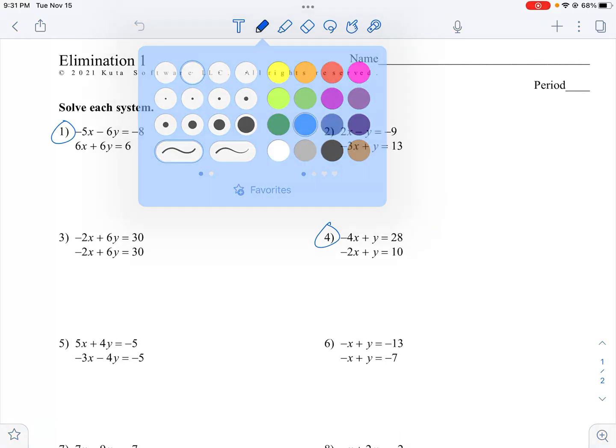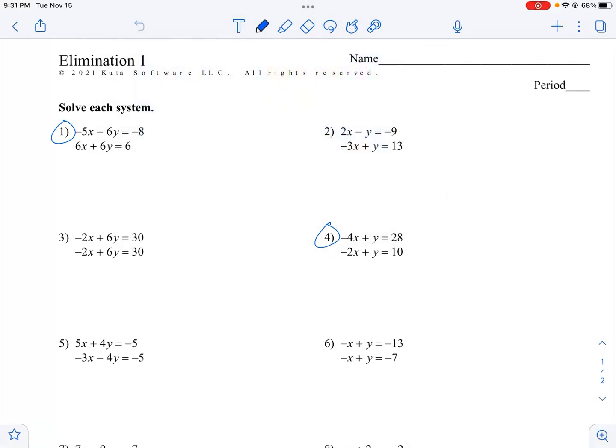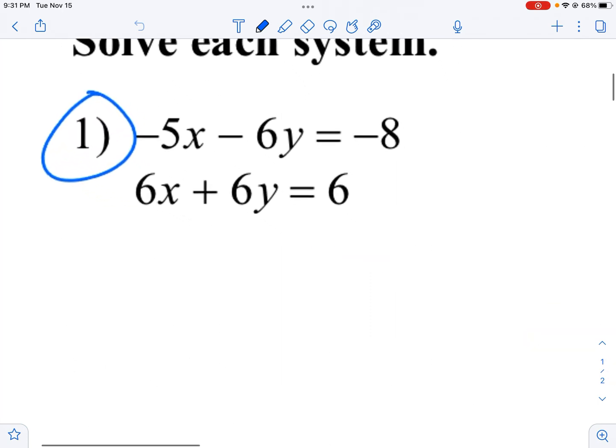Hello, ladies and gentlemen. I'm going to work through a few of these problems with you to help you get started on the whole process of using elimination. Hopefully, you've already watched the video going over the notes and the process. But let's look at a few of these and give you a little jump start. So let's look at number one.